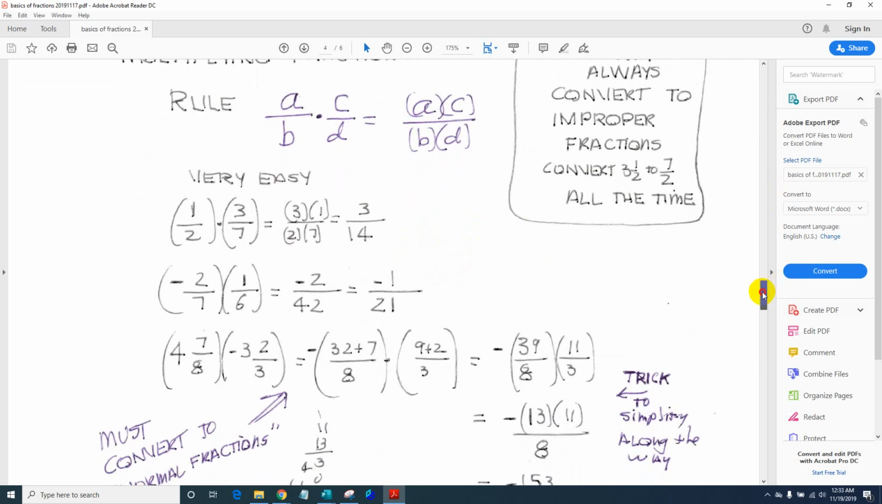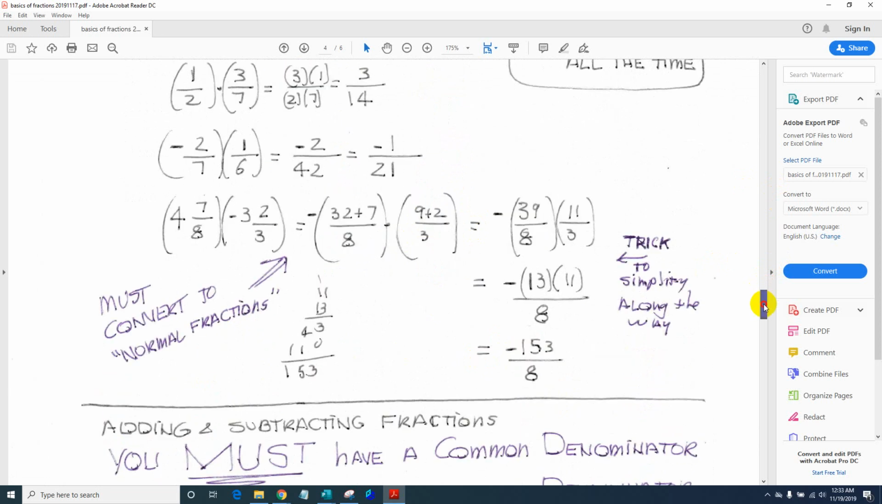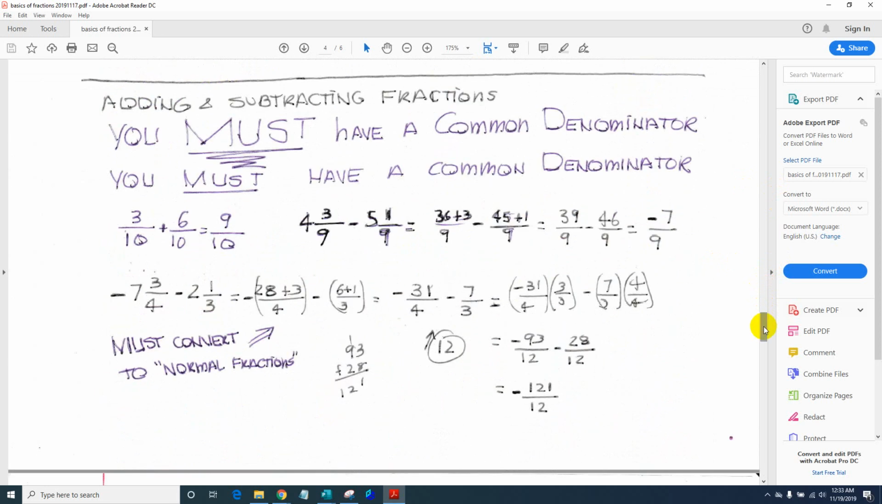If you have a mixed number, you have to convert to an improper fraction and then do it. Notice here, you can simplify along the way. 39 divided by 3 is 13. That's a useful trick. Then lastly, you have to know how to add and subtract.